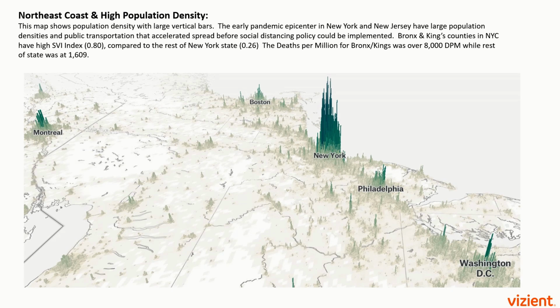This map here showing the northeast coast, and the large vertical bars are the population densities, the number of people living in each zip code. We can see New York City here, the epicenter of the pandemic. Quite a bit of rise in Bronx and Kings counties. They have a very high vulnerability index compared to the rest of New York State. We can see the deaths per million in that area is 8,000 versus 1,609.